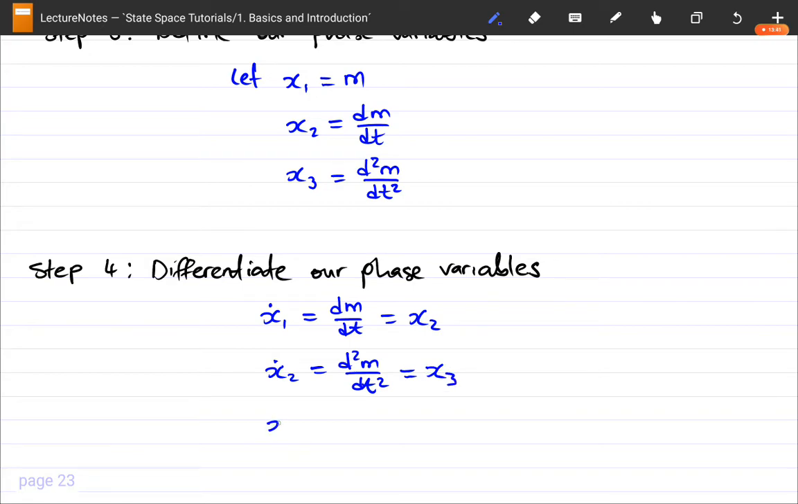And now what is x3 dot then? Does it mean it's the third derivative? Yes, it is. d3m dt cubed. And does this mean it's x4? No, it does not. We don't have an x4 here because we only have 3 state variables. So what this is, is our answer.